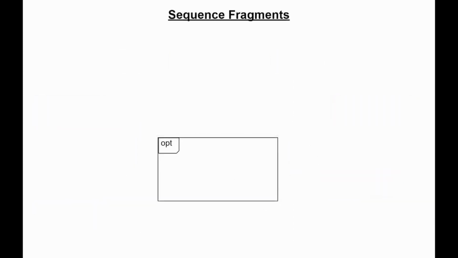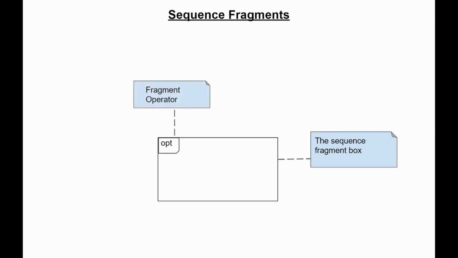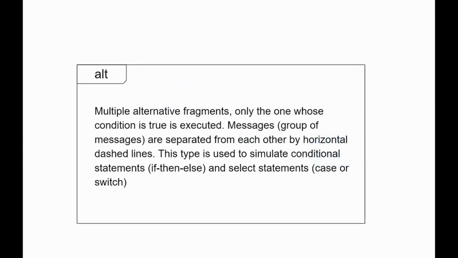UML 2.0 introduces sequence or interaction fragments. A sequence fragment is represented as a box called a combined fragment that includes some of the interactions within the sequence diagram. The fragment operator in the top left corner indicates the type of fragment, which can be one of the following: alt, multiple alternative fragments. Only the one whose condition is true is executed. Message or group of messages is separated from each other by a horizontal dashed line. This type is used to simulate conditional statements like if, then, else, and select statements, case or switch.